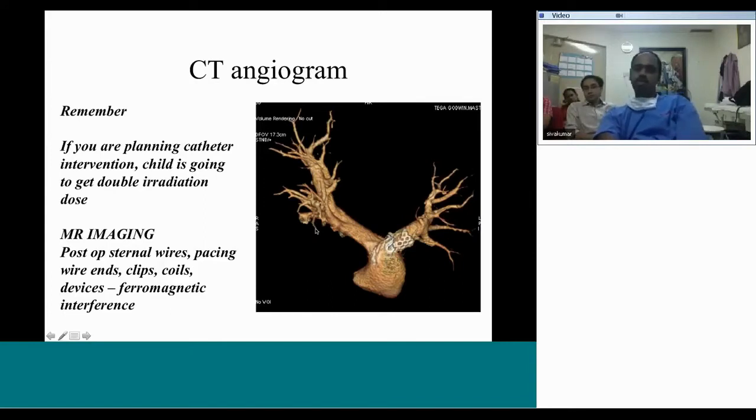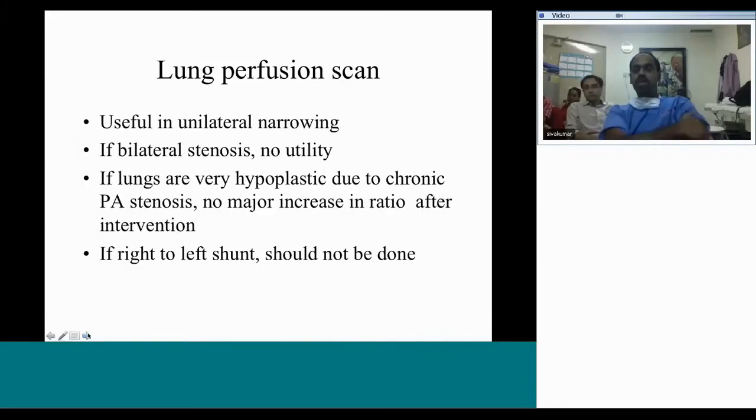It's always a fascination. Everybody says MRI is very good, but we need to understand that postoperative patients will have a lot of sternal wires, pacing wire ends, clips, coils, and devices, so a lot of ferromagnetic interference will be there. Nowadays, many of the pacing wires are just cut and left behind in the chest, because pulling the pacing wire may lead to pneumothorax, as it may avulse certain portions of the atria and ventricle. So it is becoming routine practice to leave behind all pacing wires and many clips inside. So MR imaging, even though it may look very attractive because there is no radiation at all, may not be very useful in many practical patients. Lung perfusion scan is useful only in unilateral stenosis.